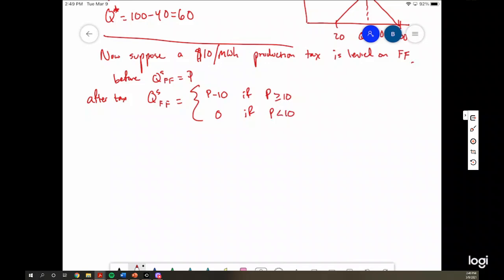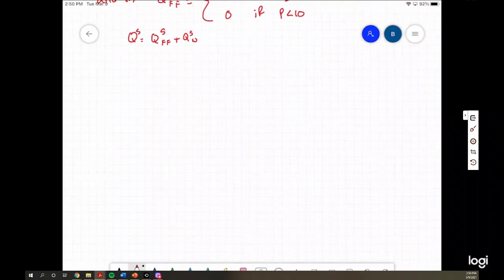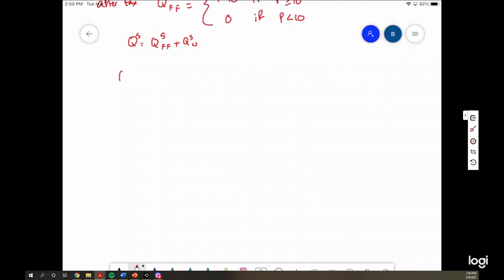Let me make that a little more clear. So we want to resolve the problem. To do this, we need to get the total supply function, which is going to be QS fossil fuels plus QS wind. So our supply function is going to be QS is equal to 10 if P is less than 10. That's the wind production. So we went back to 10 for the wind producers. And P if P is greater than or equal to 10. So we can graph this.